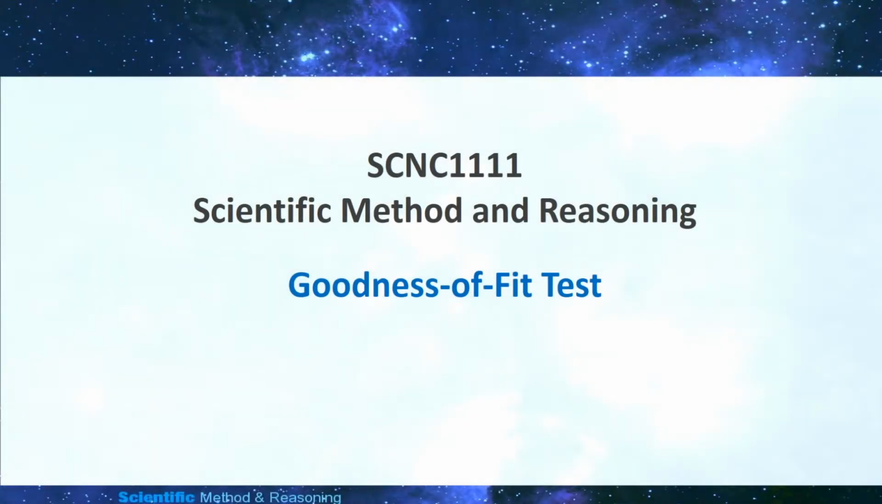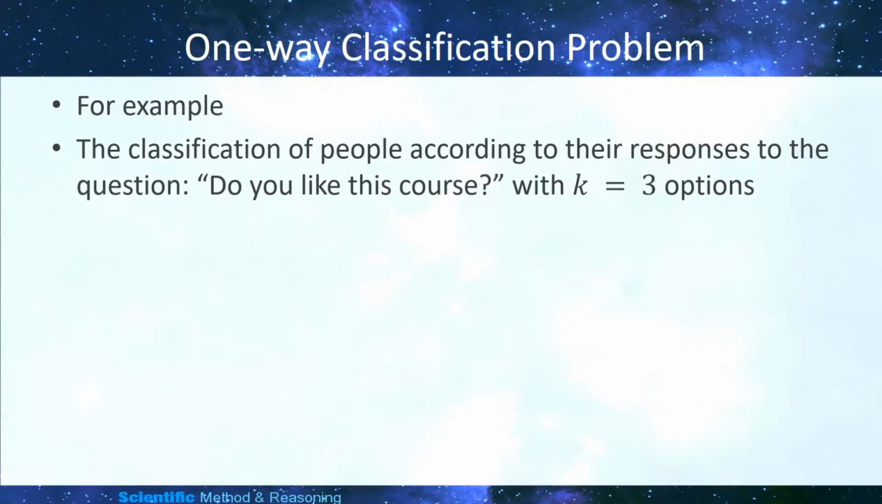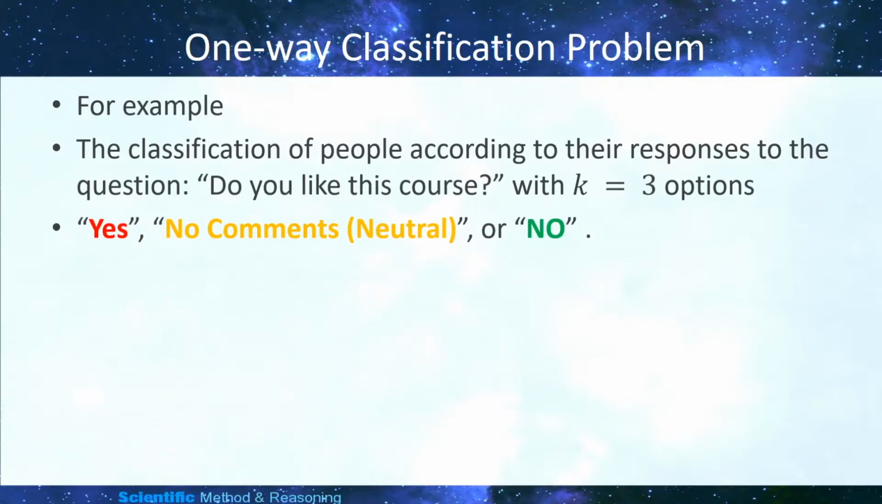In this video, we're going to talk about the goodness of fit test. Goodness of fit test is also called the one-way classification problem for enumerative data. For example, the classification of people according to the responses to the question, do you like this course, with k equals 3 options. And the 3 options are yes, no comments, or no.